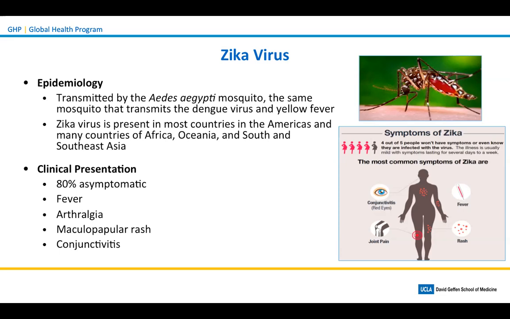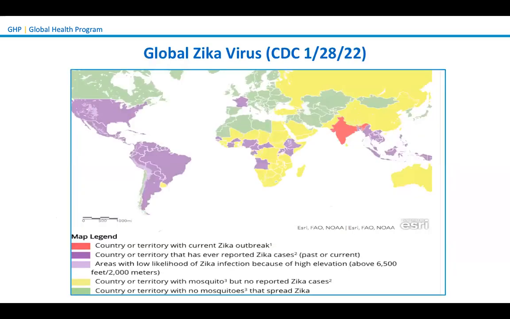It's present in most countries in the Americas and many countries of Africa, South and Southeast Asia. In terms of clinical presentation, what's interesting about this is that 80% of those infected are asymptomatic. However, if you do develop symptoms, they can include fever, arthralgias, a maculopapular rash, or conjunctivitis. This is a map of the global Zika virus burden. It's from the CDC from the 28th of January of this year. As you can see, the only continent with a current Zika outbreak is India.